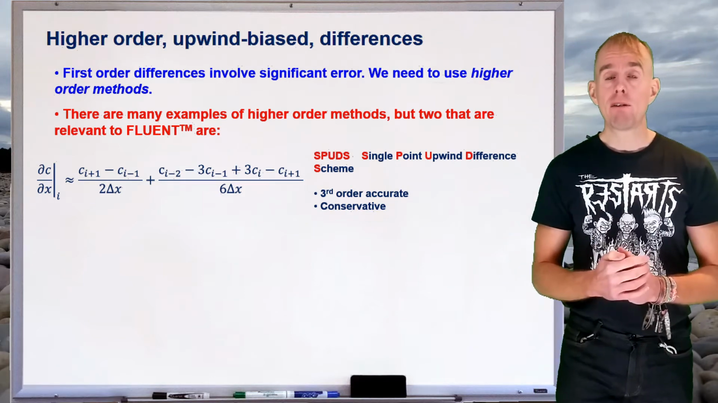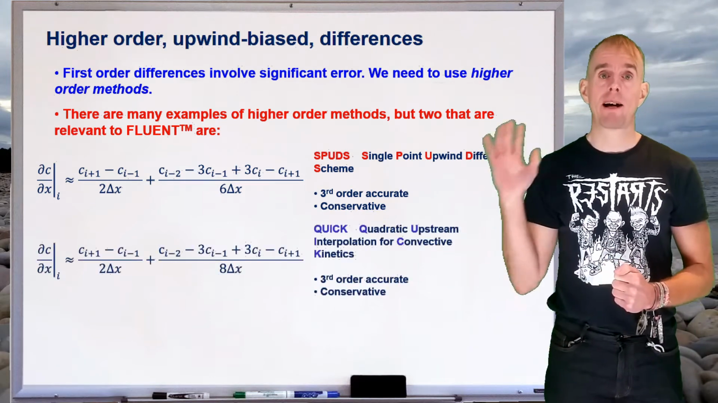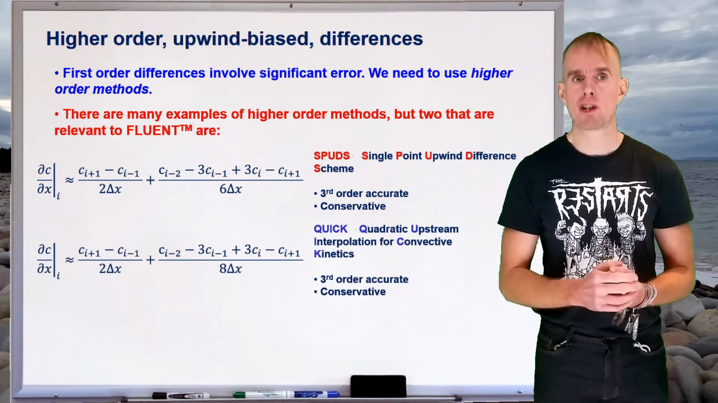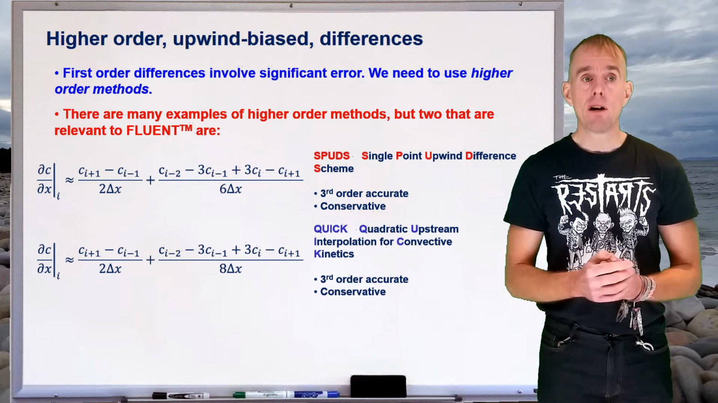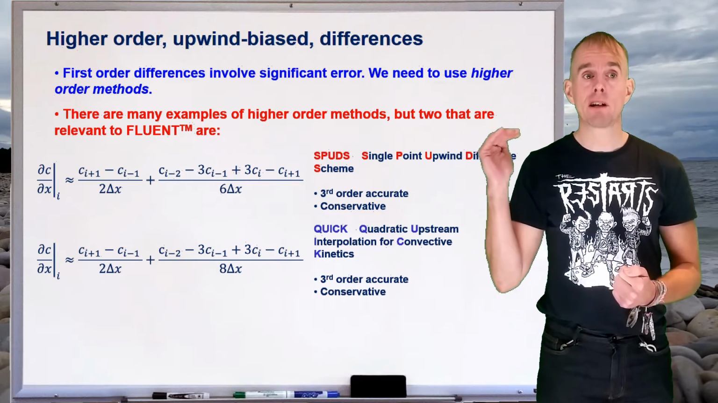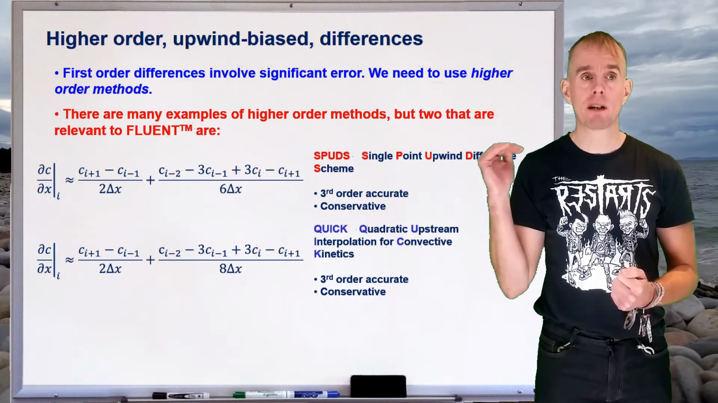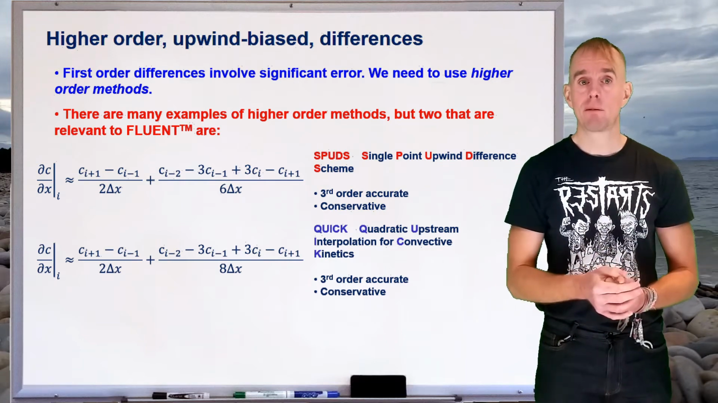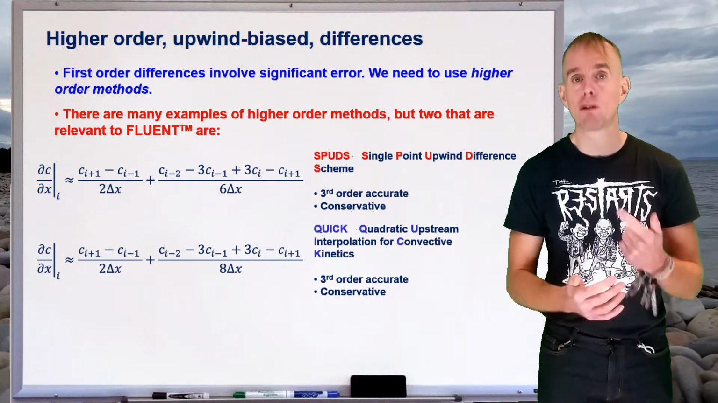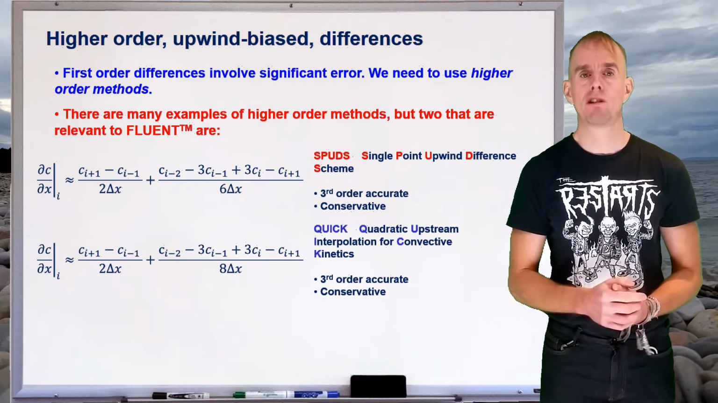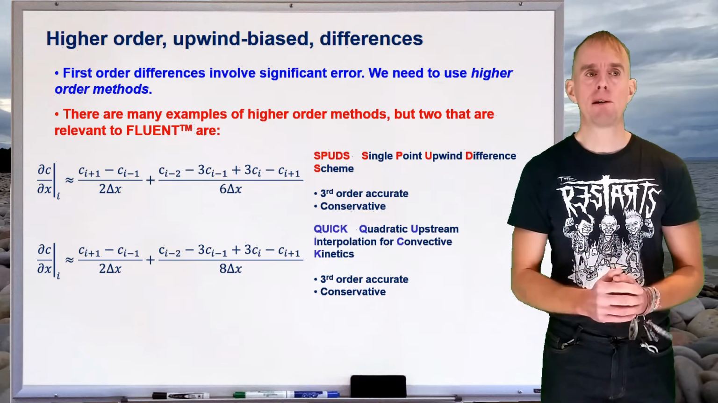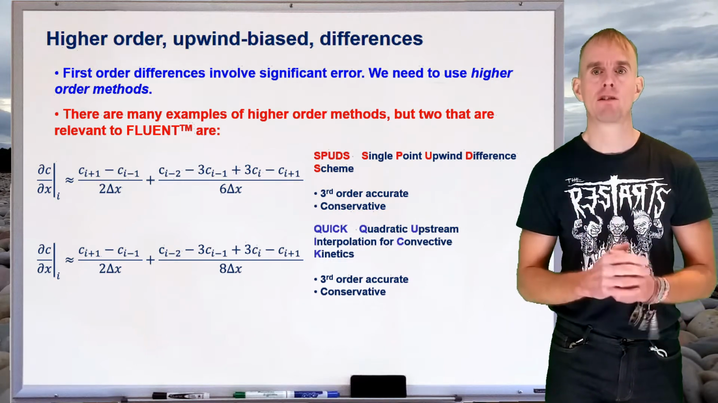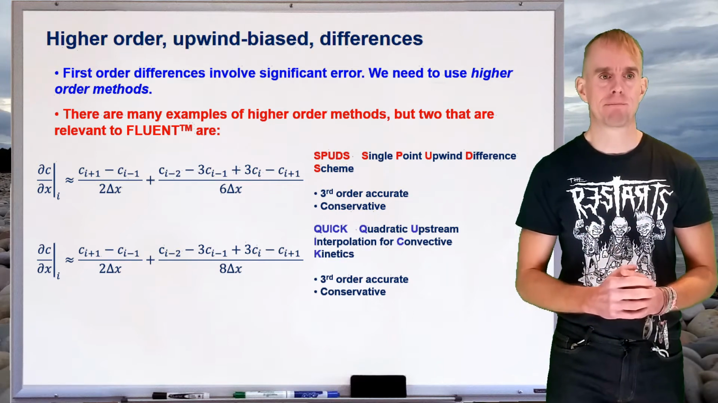A very close cousin to SPUDS is something called QUIC, and you'll see QUIC implemented within the Fluent code, and this stands for Quadratic Upstream Interpolation for Convective Kinetics. The only difference between SPUDS and QUIC is a factor 8 in the denominator for QUIC versus 6 in the denominator for SPUDS for those second terms. QUIC will also be stable for the problem that we're solving, it's also third order accurate, and it is also conservative. So what we're going to do now is use both SPUDS and QUIC in the solution to our dye tracer experiment and see what they predict.